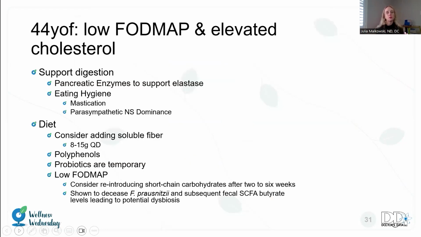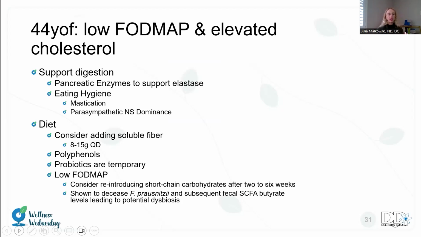What we want to do is start at the beginning. We want to support their digestion. Pancreatic enzymes will help support elastase, in addition to eating hygiene. We talk so much about food hygiene, and people know about food hygiene, but eating hygiene is equally important. That is having individuals sit down, smell their food, chew their food, and eat in a relaxed state. That will help to support and facilitate the digestive function, such as secreting pancreatic elastase.